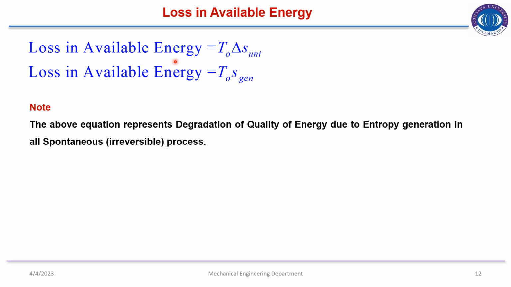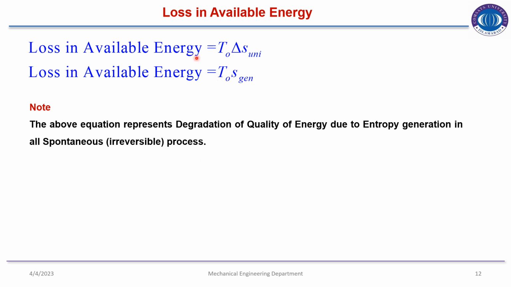So loss in available energy is T0 del S universe, and loss in available energy is T0 S gen. So del S universe for an isolated system, and for an irreversible process, we will be using the T0 S generation term. Note the above equations represent the degradation of quality of energy due to entropy generation in all spontaneous processes.